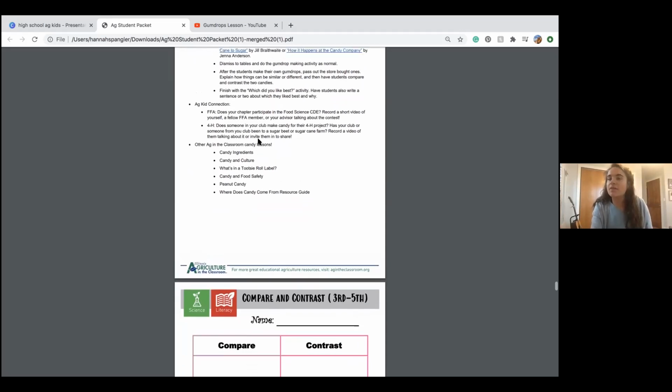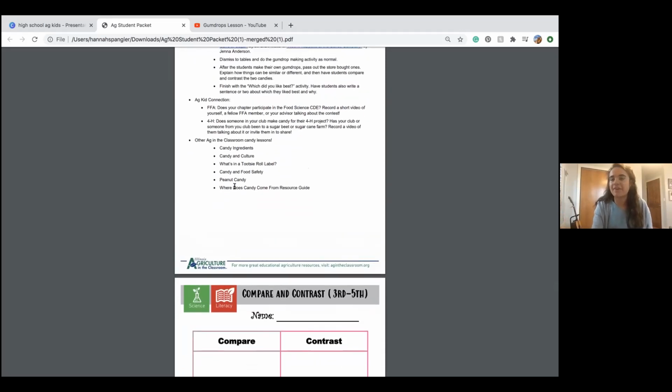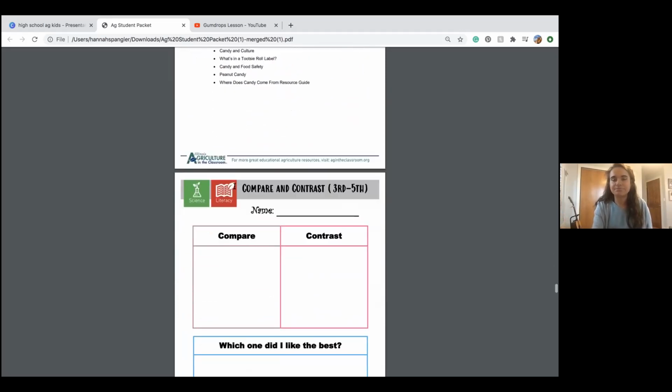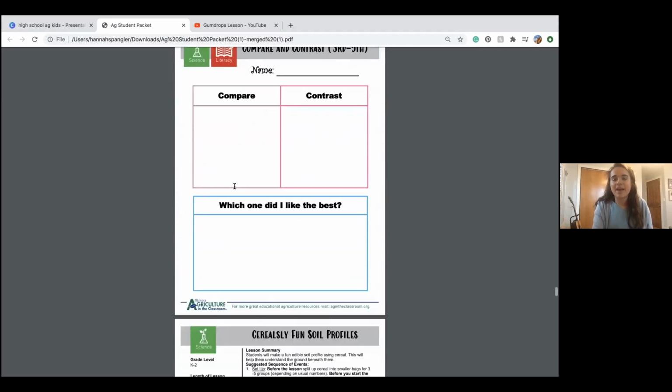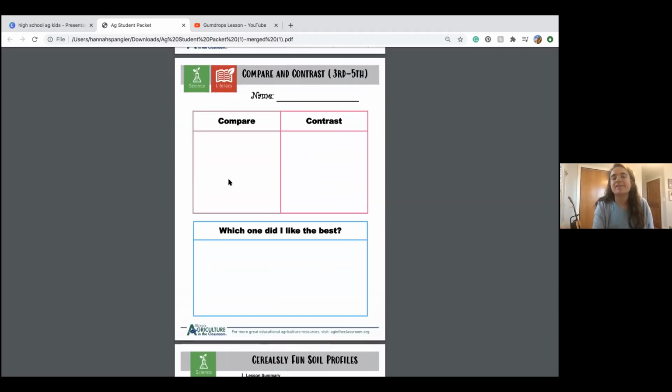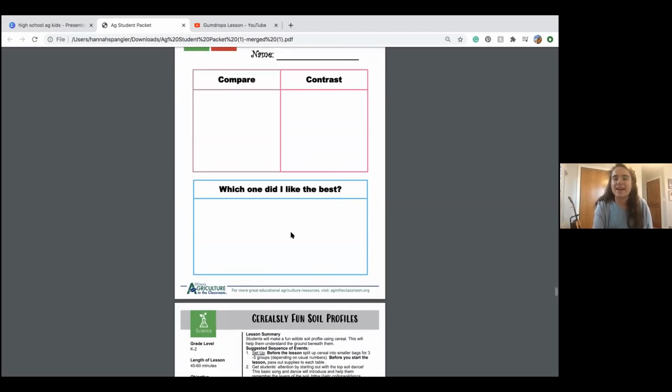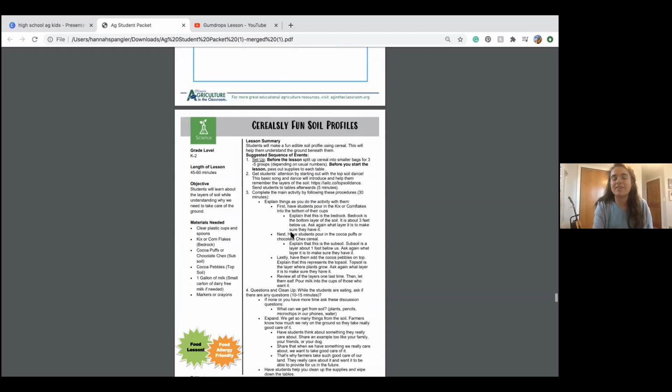And then last, I have what the other Ag in the Classroom candy lessons are. So if you love the idea of teaching about candy, but maybe don't want to do this activity, or you already did this activity before, I've listed all these other activities that they can find through Ag in the Classroom as well. And then here's the compare and contrast worksheet. So they can write down the similarities and the differences, and then finally share which one they liked the best.